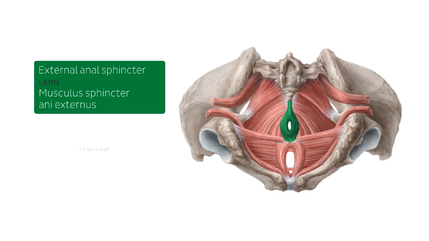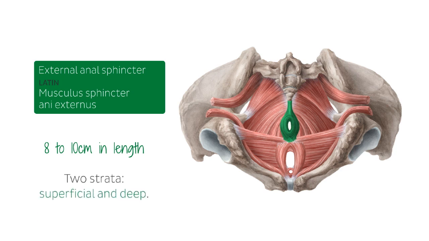It measures about 8 to 10 centimeters in length from its anterior to posterior extremities, and is about 2.5 centimeters opposite to the anus. It consists of two strata as well, or two layers, known as the superficial and deep layers.